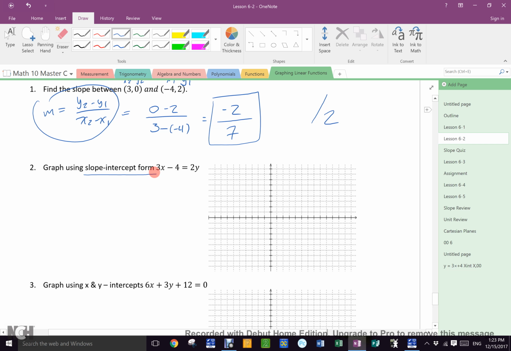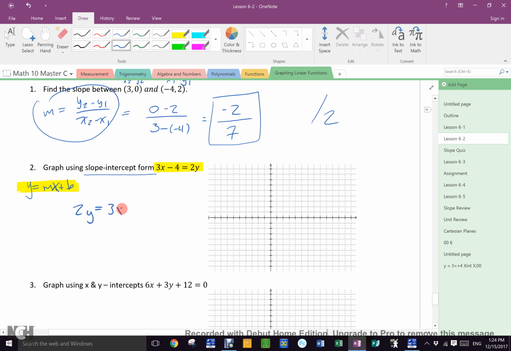Slope-intercept form. What is slope-intercept form? Josh? Kinda. It's y equals mx plus b, and you often end up with a fraction. How does that look different from that? That has 2y. It does not have 1y. So what must you do?